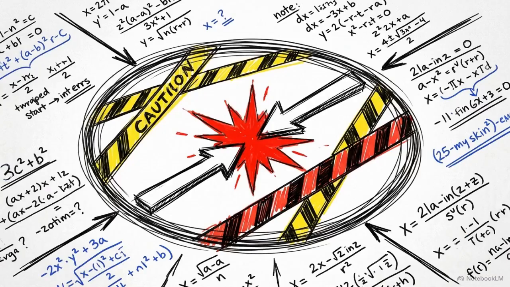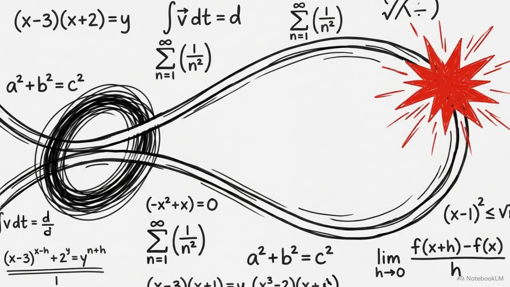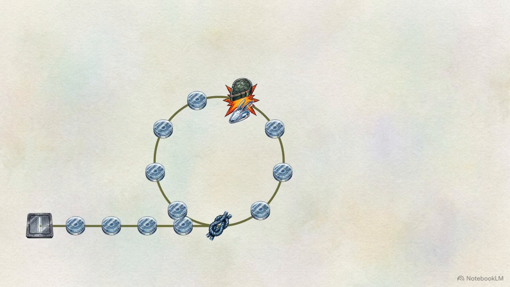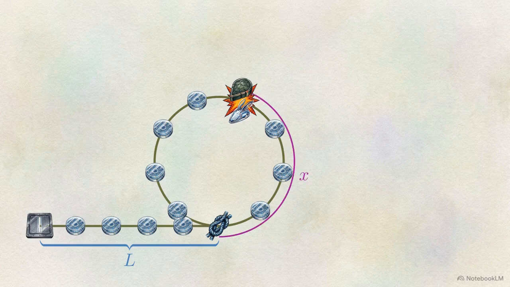The collision proves the array has a loop. However, the exact location of the crash site is mathematically arbitrary. They meet somewhere inside the loop, not necessarily at the knot where the duplicate actually hides. Looking at this schematic, we define the exact geometry of the collision using 3 variables. L is the distance from the start line to the knot, x is the distance from the knot to the crash site, and c is the total circumference of the cycle.